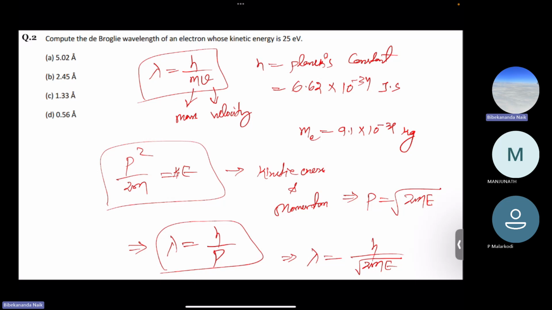So now lambda becomes h by root over 2mE. Now again the question says the kinetic energy is 25 eV. So if lambda is in meters, then under SI units E should be in joule. However, the question says the kinetic energy is 25 electron volt. So again we need to convert 25 electron volt into joule. Can anyone tell me what is the value of 1 electron volt in joule?